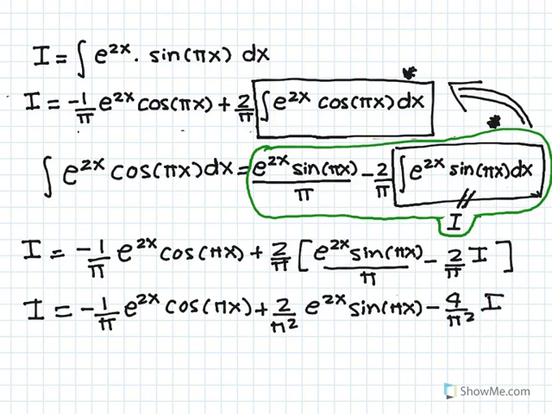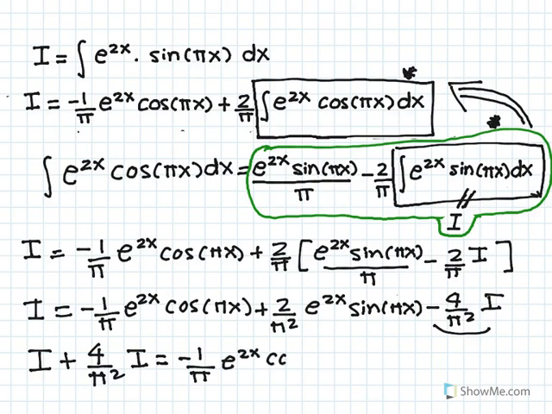Now let's add 4 over pi squared I to both sides, so bring this term over to the left-hand side, and we get I plus 4 over pi squared I is equal to negative 1 over pi e to the 2x cosine of pi x plus 2 over pi squared e to the 2x sine of pi x.